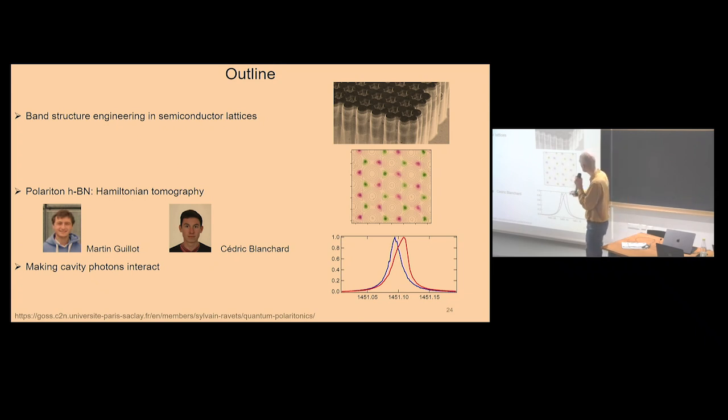Okay, so let me switch to the second part. I'm going to now spend a bit of time on this lattice that I just described, this polariton hBN lattice. And I will discuss a recent experiment that we did to actually reconstruct experimentally the full Bloch Hamiltonian of the system, which means we are not only going to look at the eigenvalues of this Hamiltonian, but also we are going to measure the eigenvectors. Okay, so that's the trick I want to discuss here.